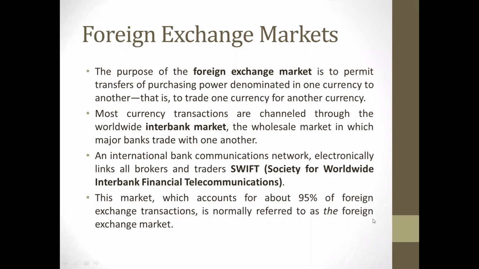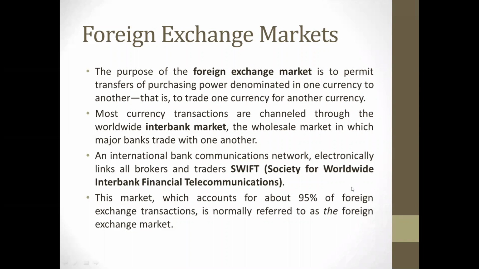The foreign exchange market is the market or place that permits the transfer of purchasing power denominated in one currency to another. Normally we know that a market is a place where we can exchange our currency for goods and services. But here the difference is that we are transferring our purchasing power not only in terms of domestic currency, but in terms of foreign currency as well.